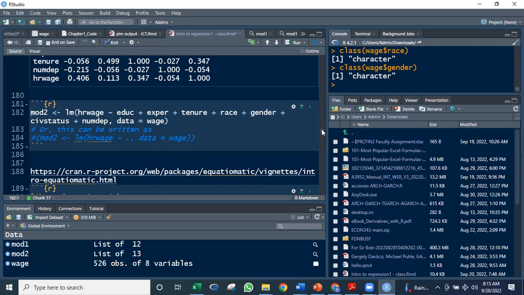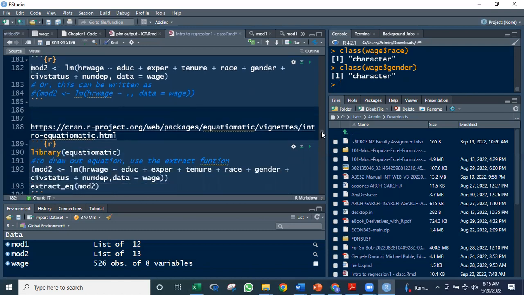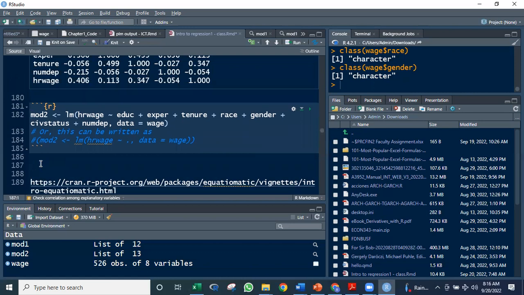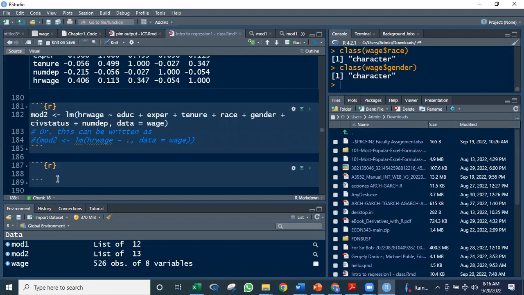Let me show you, in case you meet that scenario. I inserted another code chunk with Control Alt. Just in case you're working on a particular R version and it returns an error message saying that these are categorical variables and you cannot use them for regression, what we can do is convert them. Let's start with race. I'm now converting race into what we call a factor.